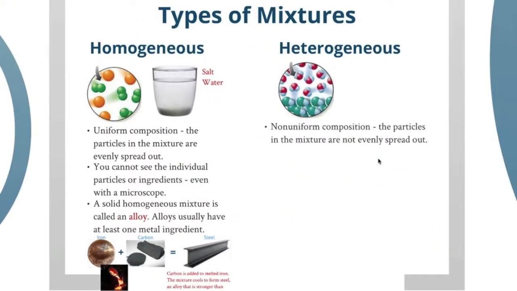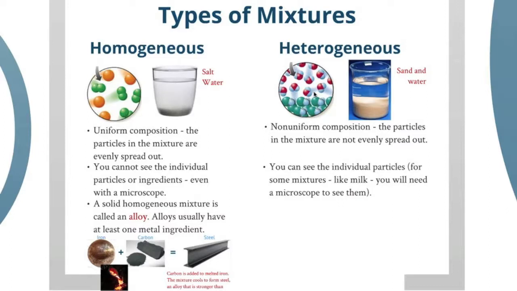Now, heterogeneous mixtures, they have a non-uniform composition. What that means is that the particles in the mixture are not evenly spread out. And you can see in this picture, all of these particles are settled to the bottom while the rest of these are on top. So they're kind of separated from each other. Non-uniform composition. That's as opposed to this over here, homogeneous mixtures, where everything is kind of evenly spread out. Heterogeneous mixture, everything is not evenly spread out. This is a good example, sand and water.